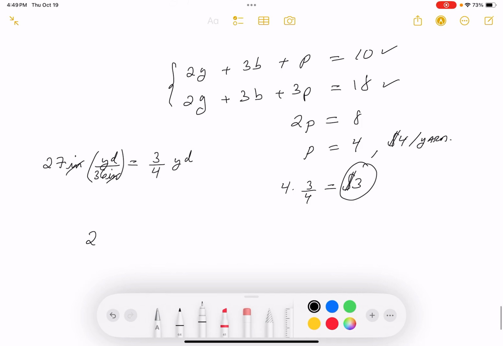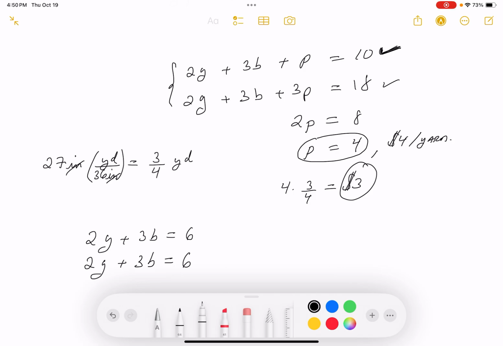All right, so 2G plus 3B equals, well, if I know P is 4, this would be 6. Again, I know P is 4, it's right over here. And you would get 2G plus 3B. I'm just checking this out, by the way. Let's see, 3 times 4 is 12, and 12 from 18 is 6. Well, that's nice to know, all right?